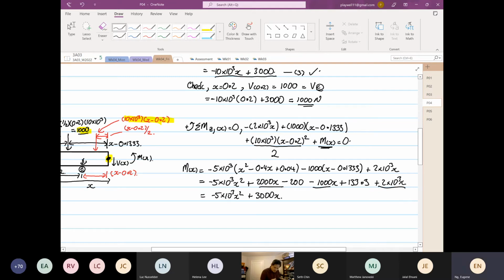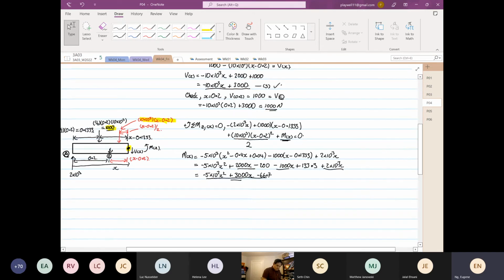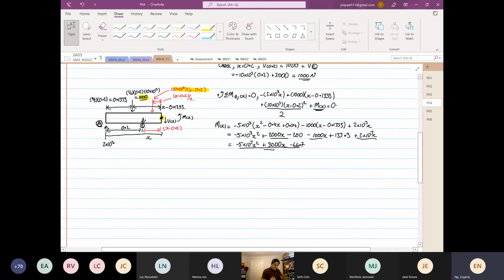Okay, so 2 plus 2. Okay, and then minus 200 plus 133.3. Minus 200 plus 133.3. So it's equal to minus 66.7. Okay. So we realize that our shear force equation, bending moment equation, is a second order polynomial equation. Now I want to sketch the shear force and bending moment diagram.